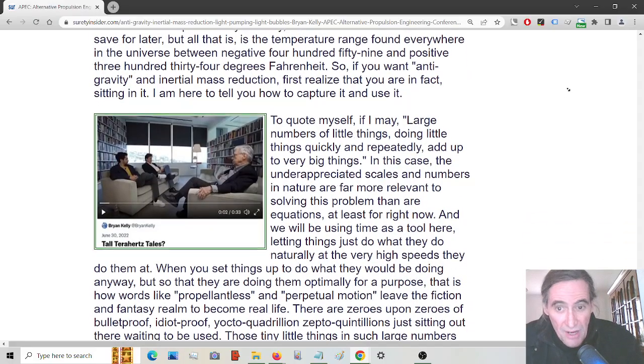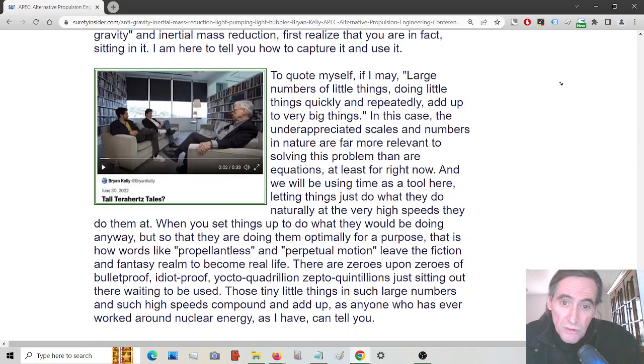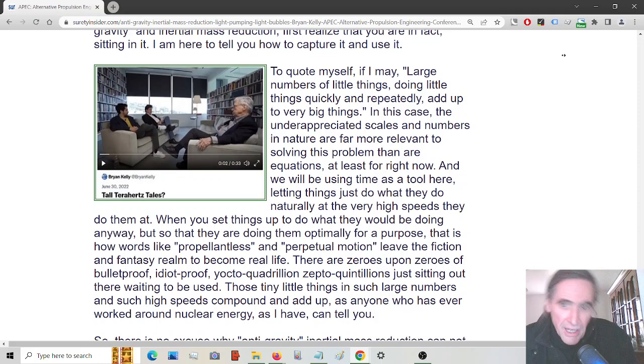To quote myself, if I may, quote, "Large numbers of little things doing little things quickly and repeatedly add up to very big things," unquote. In this case, the underappreciated scales and numbers in nature are far more relevant to solving this problem than our equations, at least for right now. And we will be using time as a tool here, letting things just do what they do naturally at the very high speeds they do them at. When you set things up to do what they would be doing anyway, but so that they are doing them optimally for a purpose, that is how words like propellantless and perpetual motion leave the fiction and fantasy realm to become real life.